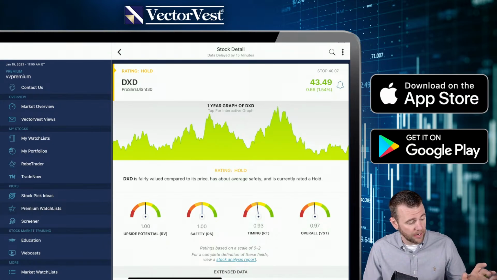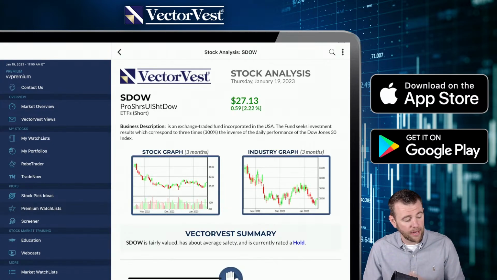Then you have SDOW. Let's take a look at the stock analysis report. This is a 3 times leveraged inverse ETF. So as the Dow falls by 1%, this rises by 3%. That may sound great, but at the same time, the opposite side is true. So if the Dow starts running again and the Dow goes up by 1%, this is dropping 3% that day.